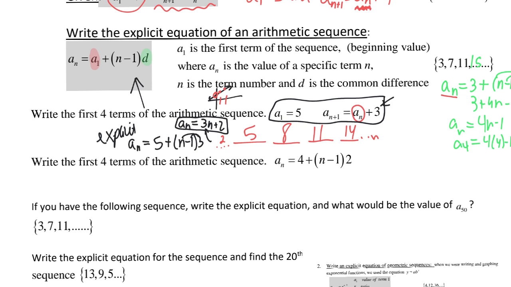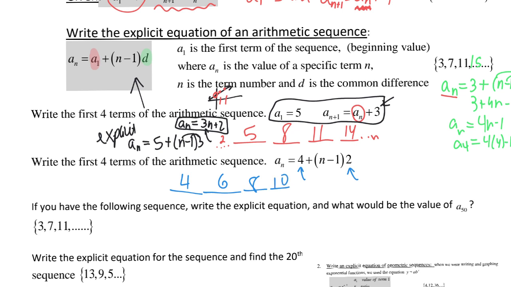Okay, write the first 4 terms of this arithmetic sequence. Okay, so let's do it. We can tell this is a sub 1 right here, so this is 4. And then can you tell from this explicit sequence formula that the slope, the rate of change, is 2? And so if you add 2 each time, you're going to get 6, and we're going to get 8, and we're going to get 10.